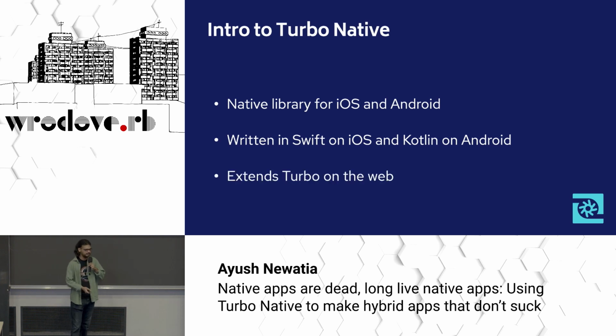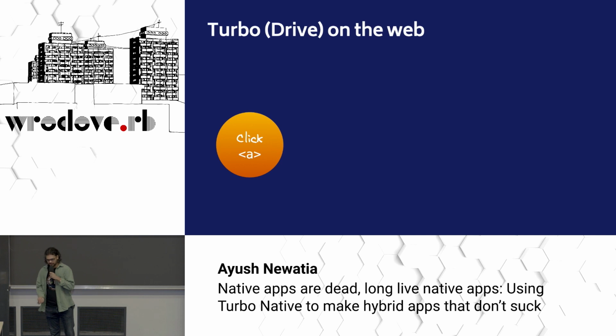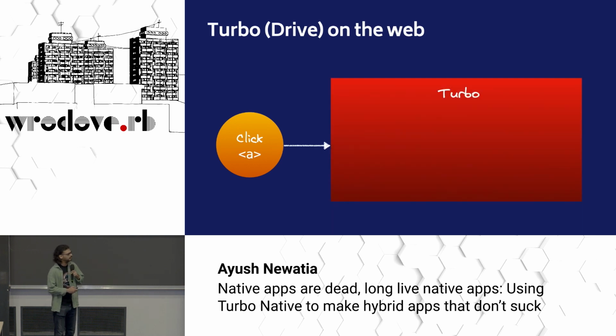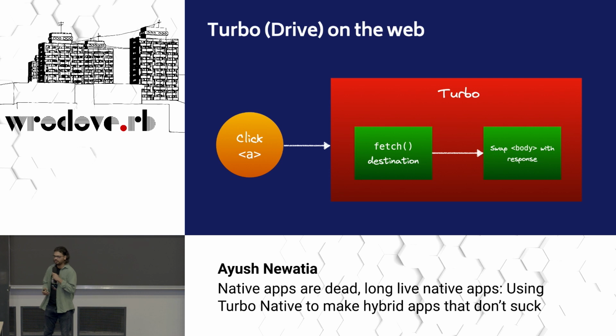And it extends Turbo, specifically Turbo Drive on the web. If you've used Rails, you're probably familiar with Turbo, or at least its predecessor, Turbo Links. But if you're not, let's talk about what it is, because it's critical to how Turbo Native works. So Turbo Drive on the web is a JavaScript library. It will intercept link clicks. When you click on a link, it'll intercept that in JavaScript, and then it'll make a fetch request to the destination. Then it'll swap the body element out with the response, and it'll also update the URL with the push state API.